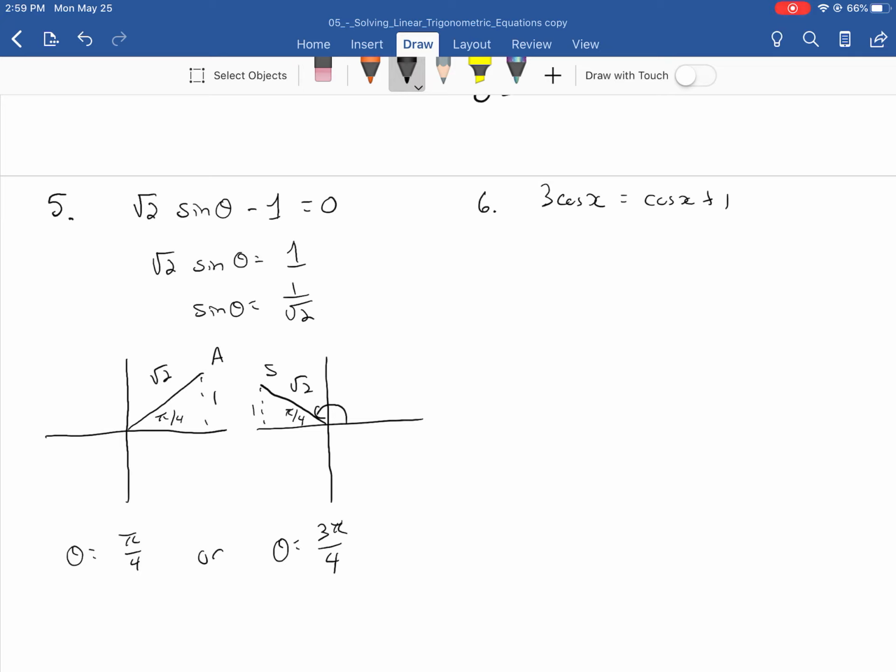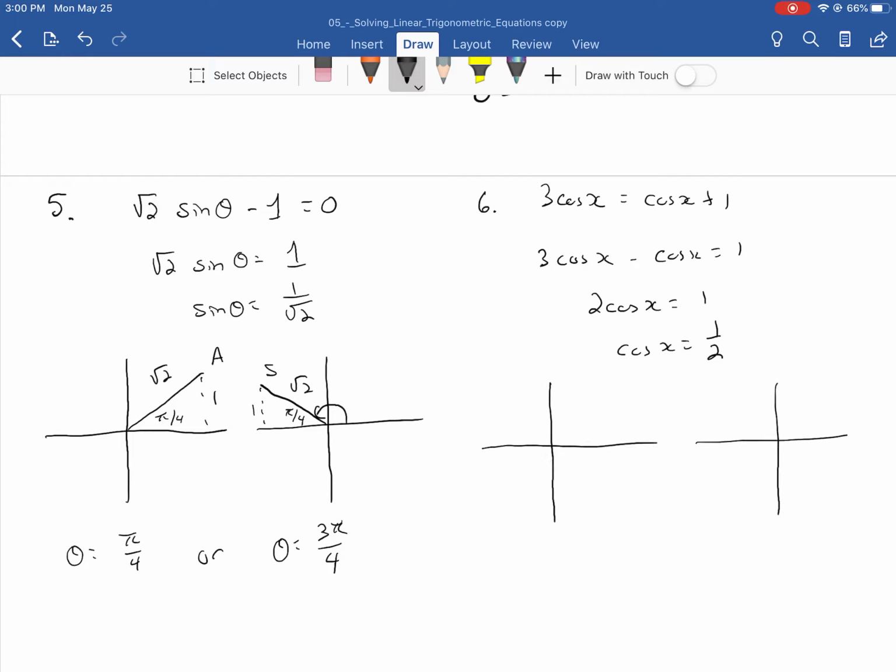So we'll just do another one with cosine. 3 cos x equals cos x plus 1. Again, the difficulty with this is cosine is not isolated to start off with. So that's what we do. We bring all the cosines to one side. And they'll collect up nicely. And then divide by the 2 to get cos x equals 1/2. Now we're in business. I've solved for cos x, and now I can draw where these angles will be.